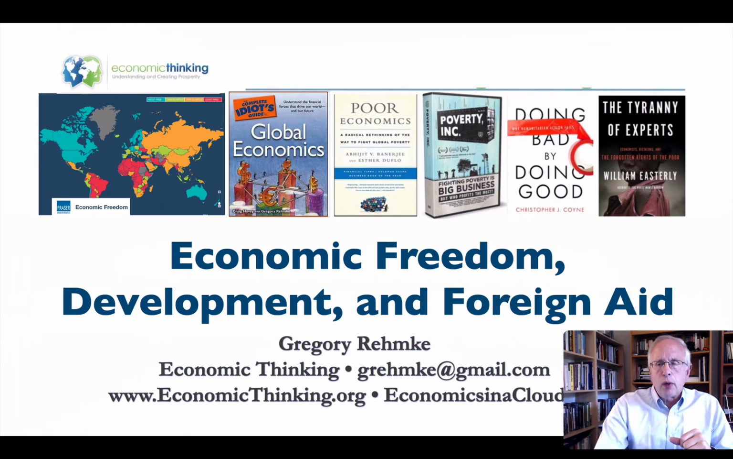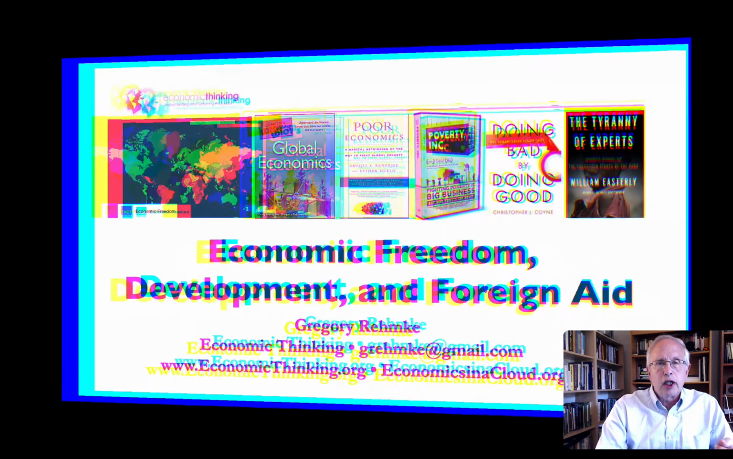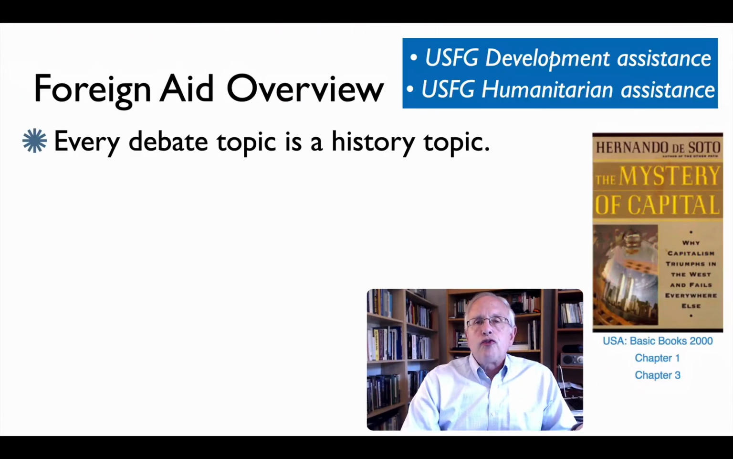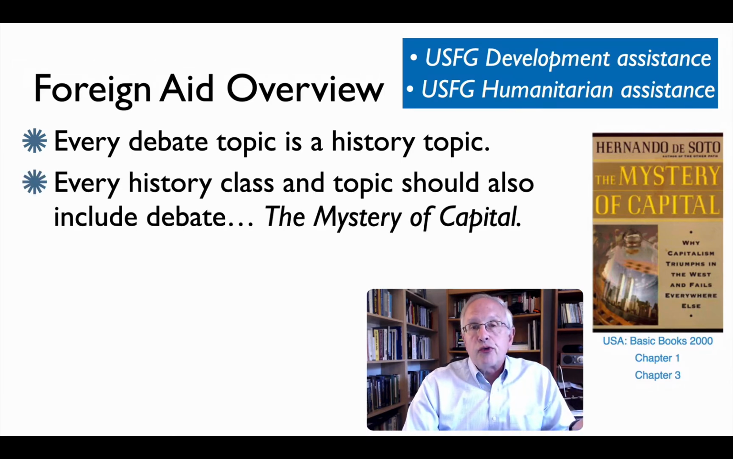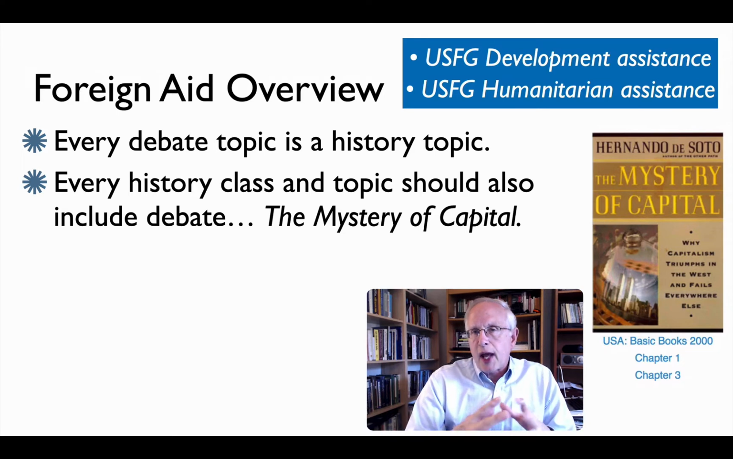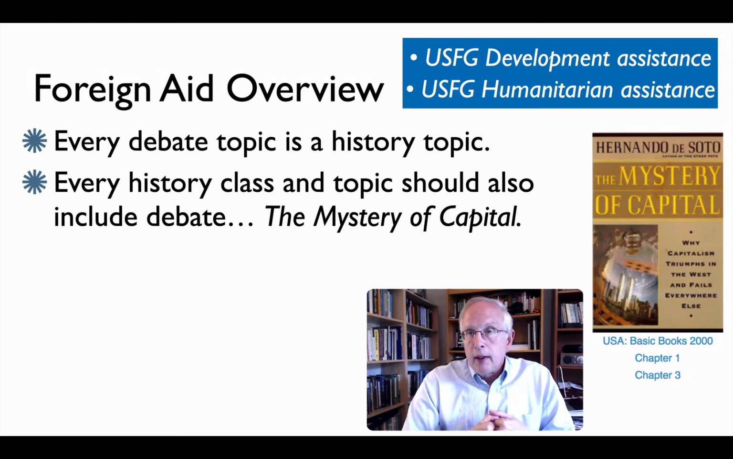My Economics in a Cloud website is not up, but the other one should be available. So, overview of foreign aid, again, USFG development assistance or humanitarian assistance. I argue every debate topic's a history topic. We've got 50 years plus of development assistance and humanitarian assistance, which programs worked, which didn't, and why. That's something that students can research. Mystery of Capital is a great resource. Why does capitalism seem to work in creating prosperity in the United States, Western Europe, Japan, Singapore, Taiwan, South Korea, but somehow hasn't worked the way it should have in Latin America? So that's a bit of a mystery.